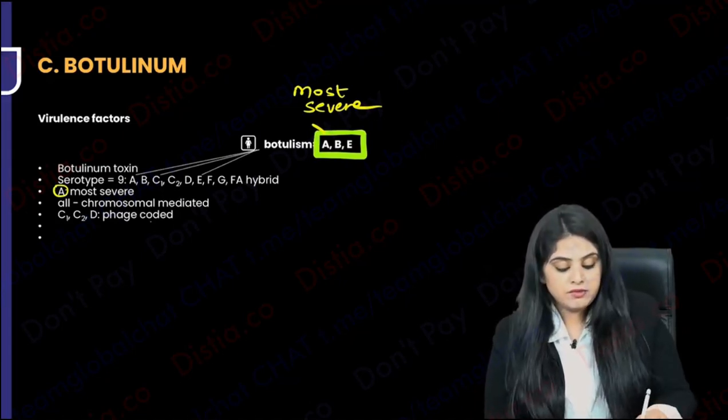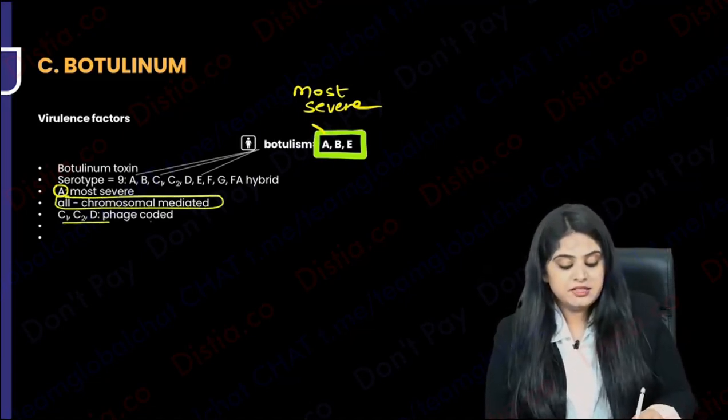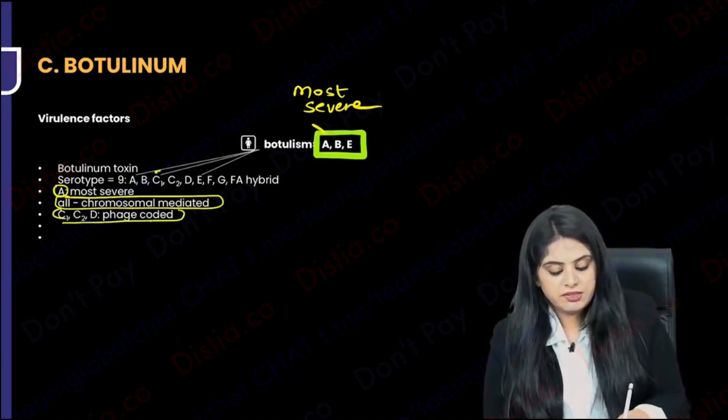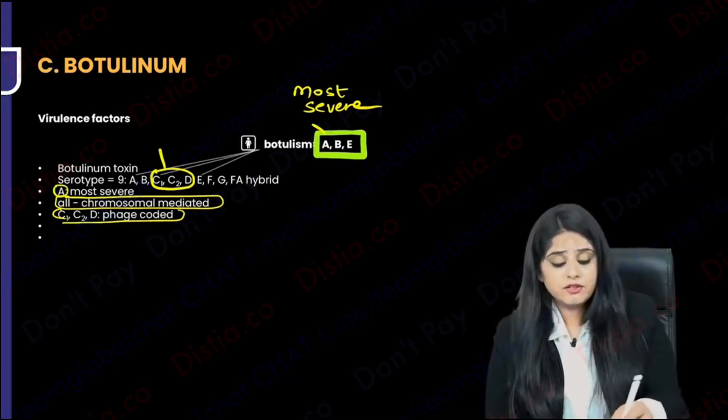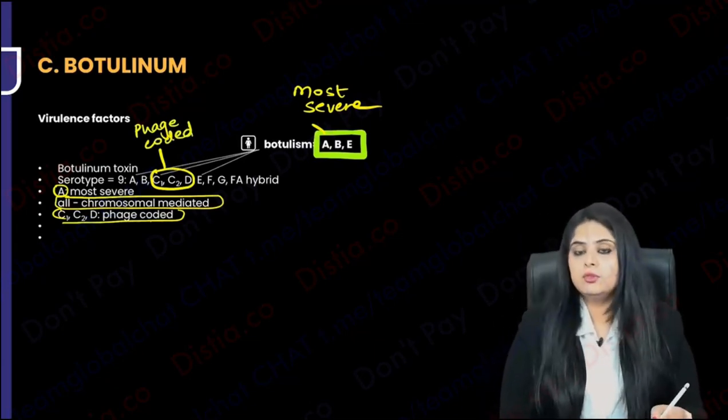Then note all of them are mediated by chromosomes. It is only C1, C2, D, or CCD. CCD is going to be phage coded. So remember this CCD over here. CCD is anyway a mnemonic, Cafe Coffee Day. CCD is going to be phage coded, and all the others are going to be chromosomally coded.